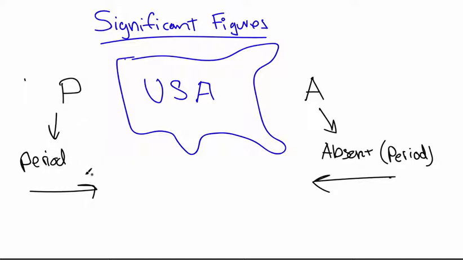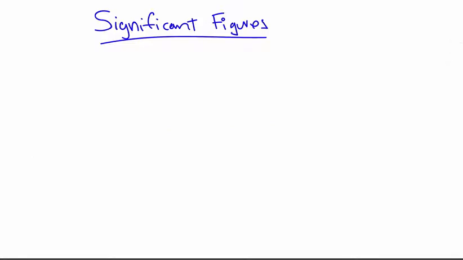If you see a period in that number, you're going to start on this side. You're going to start on the Pacific Ocean side and go across the U.S. If you don't see a period in the number, you're going to start on the Atlantic side because it's absent. The absent period, you're going to go that way. Okay, so that gives you a reference on which way to go.